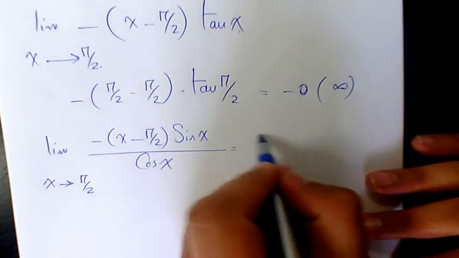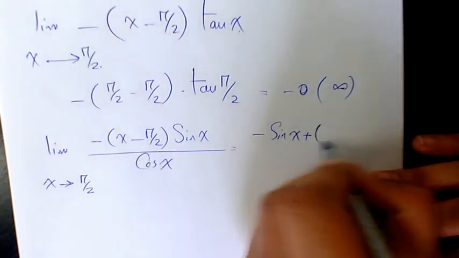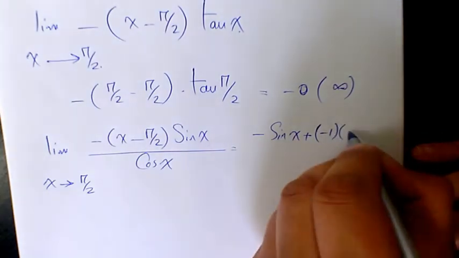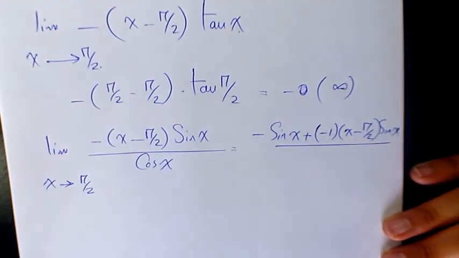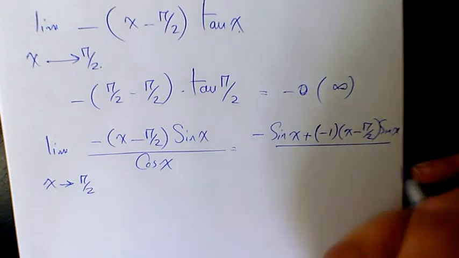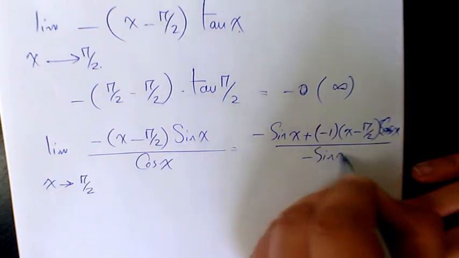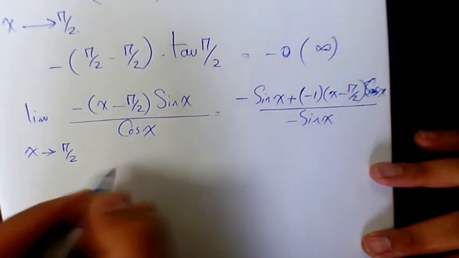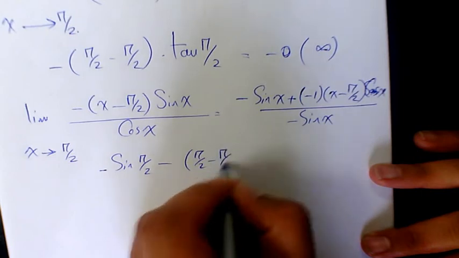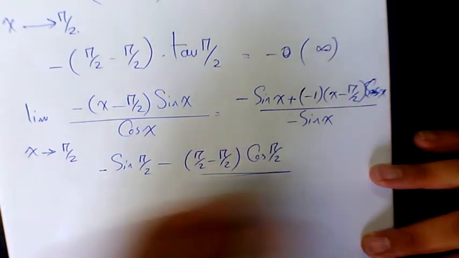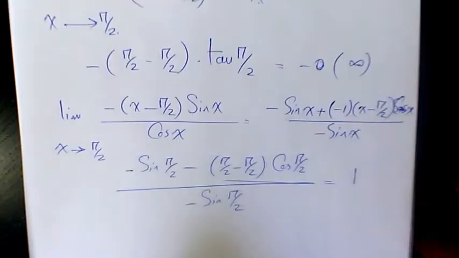The derivative is going to be negative sine x plus negative 1 times x minus pi over 2 over sine x. That's actually cosine x over derivative of cosine x, which is negative sine x. Then we sub it there. It's gonna be negative sine pi over 2 minus pi over 2 minus pi over 2 times cosine pi over 2 divided by negative sine pi over 2. That's gonna be 1. That's the final answer.